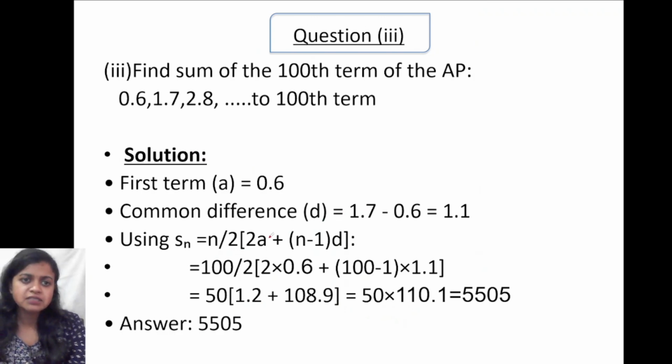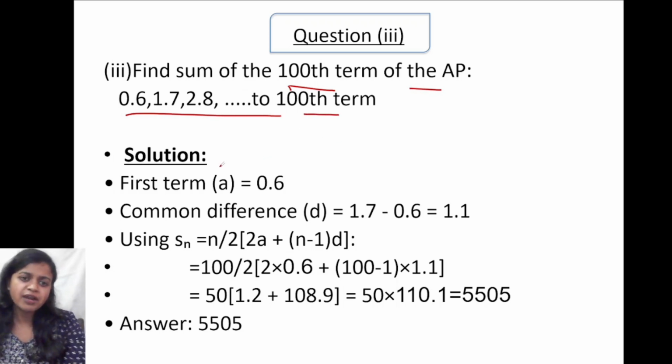Next, question number 3. Find the sum of the 100 terms of the AP. The first term is 0.6, and the common difference is second term minus first term, that is 1.7 minus 0.6, which is 1.1. Using the formula Sn equals n by 2 into 2a plus n minus 1 into d.